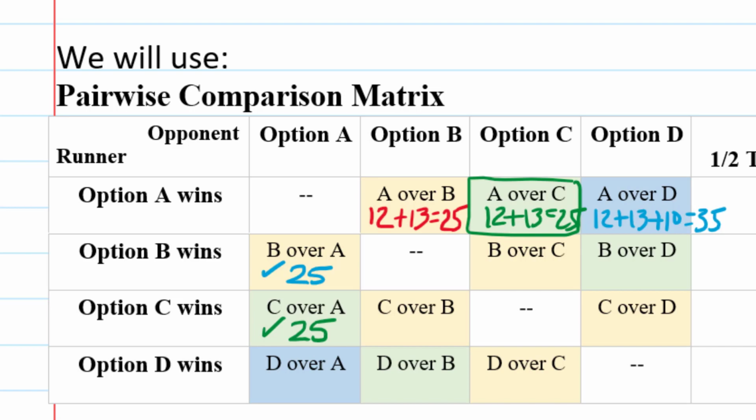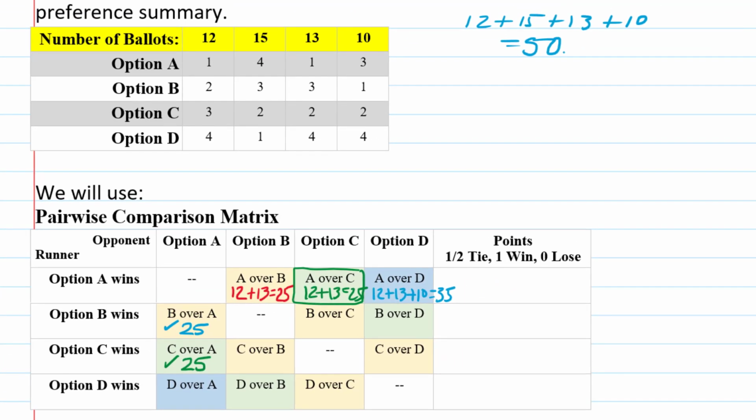So looking at option C, in the first ballot variation, it got 3rd place, which does not beat A's 1st. In the second ballot variation, it got 2nd place, which does beat A's 4th place. In the third ballot variation, 2nd place, which doesn't beat A's 1st place. And then in the last, we have 2nd place, which does beat 3rd. So 15 plus 10 is 25 as we expected.